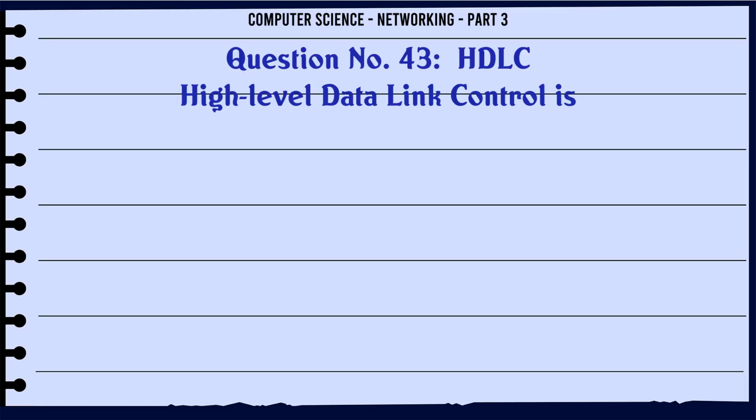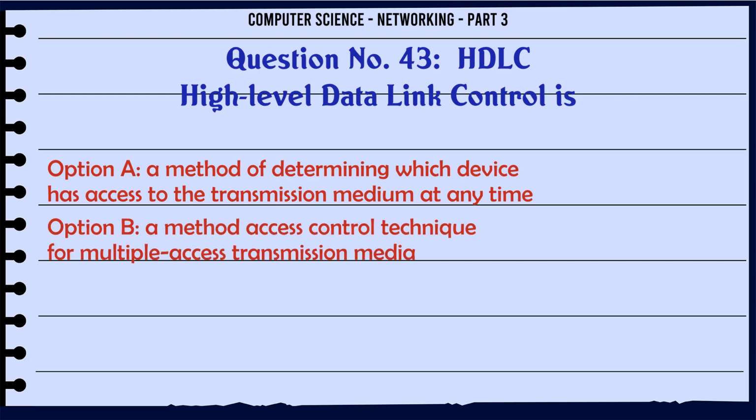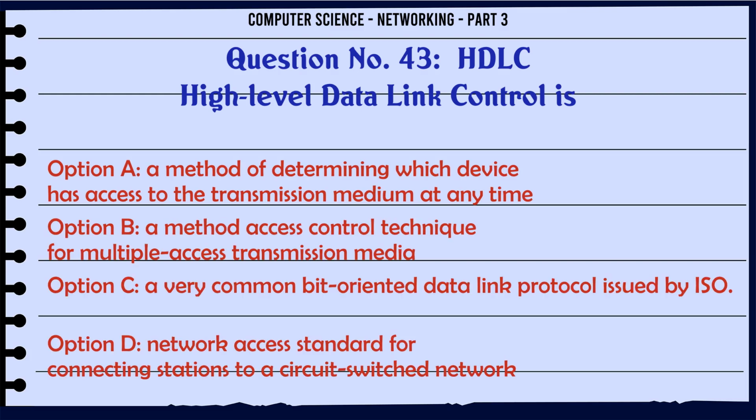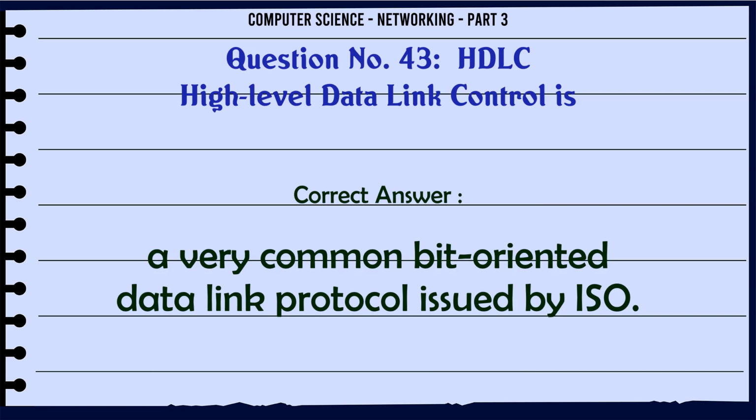HDLC, high-level data link control, is A. A method of determining which device has access to the transmission medium at any time. B. A method access control technique for multiple access transmission media. C. A very common bit-oriented data link protocol issued by ISO. D. Network access standard for connecting stations to a circuit-switched network. The correct answer is a very common bit-oriented data link protocol issued by ISO.